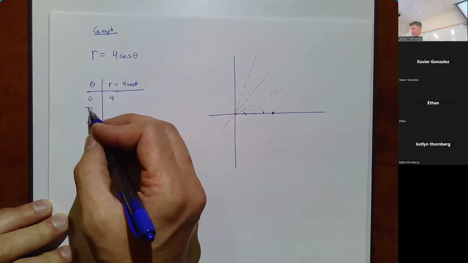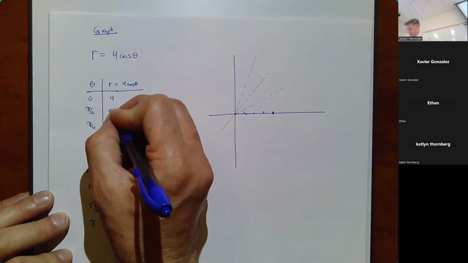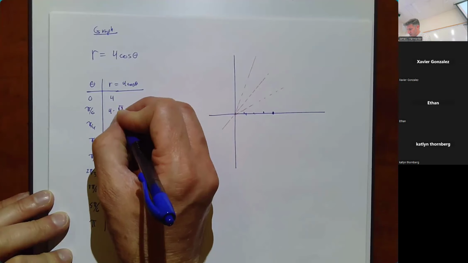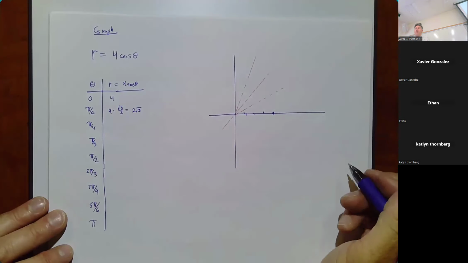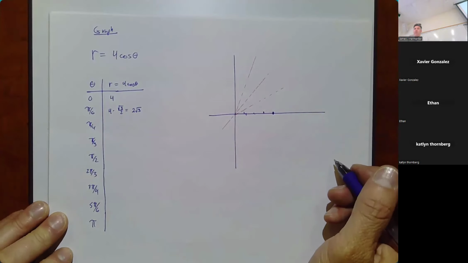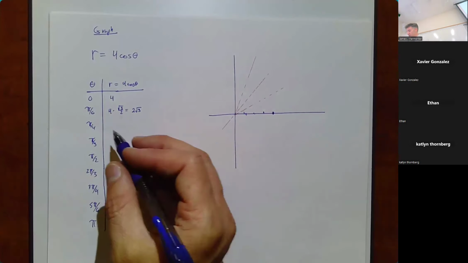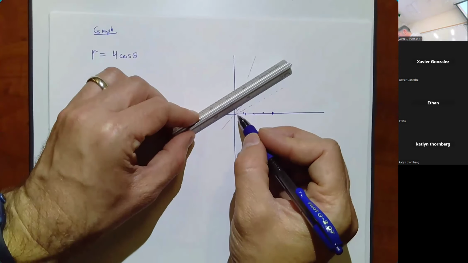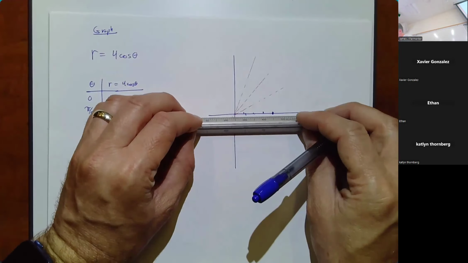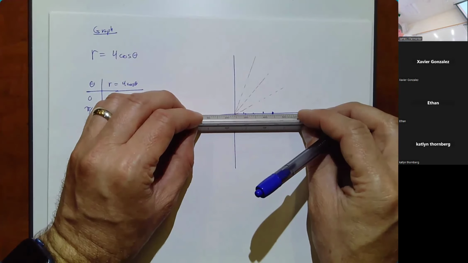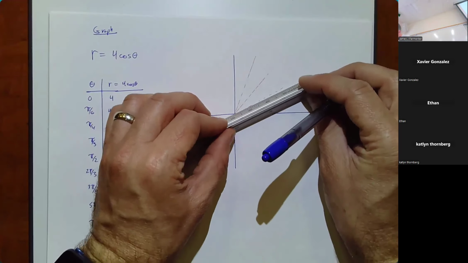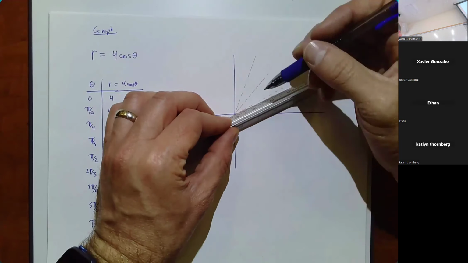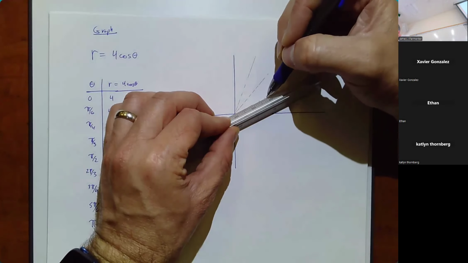And then when the angle is pi over 6, 4 times cosine of pi over 6 is 4 times root 3 over 2, which is 2 times root 3. Root 3 is about 1.7. So 2 times root 3 is about 3.4. So in the pi over 6 direction, I'm going to go about 3.4 as best as I can. So we're going 1, 2, 3, yeah, about right there.